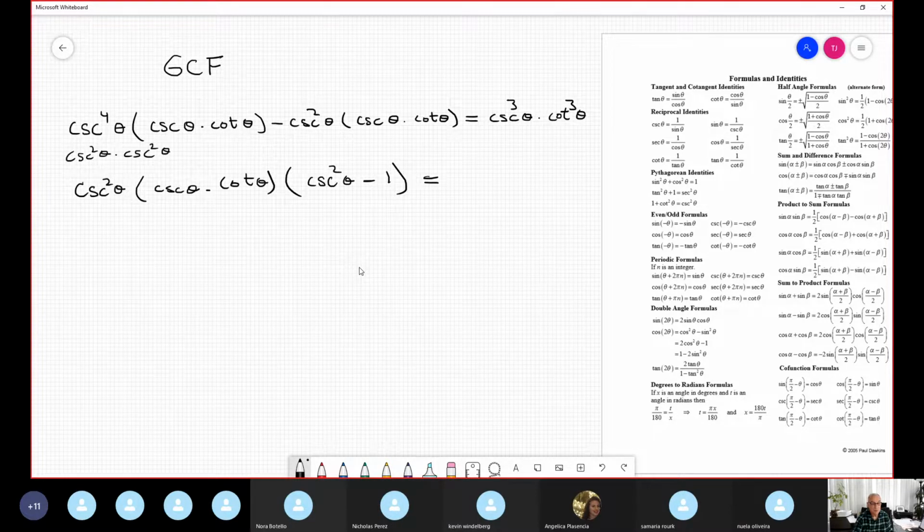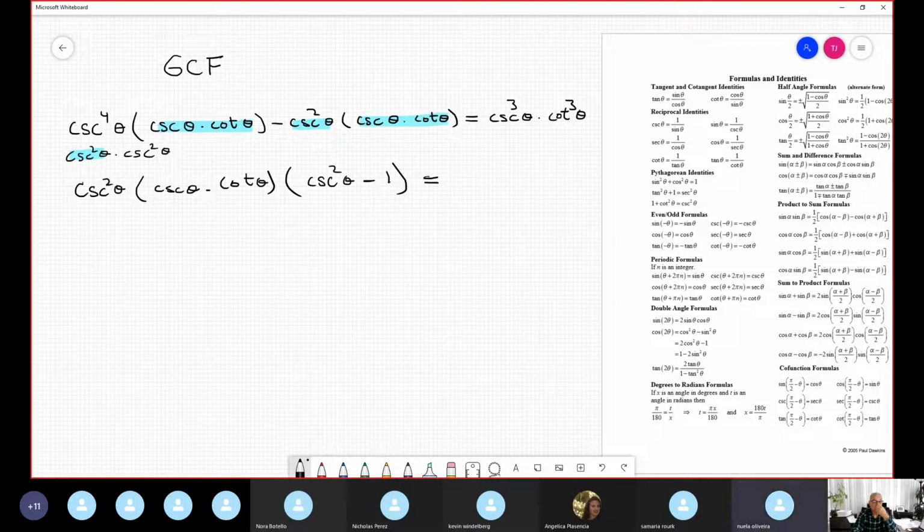You factor out this and this, which is equivalent to this and this. Inside the new parenthesis, we have only this cosecant, this cosecant is this cosecant. And in the second, we have nothing, and nothing is one. You follow me? No. What part of the factorization don't you understand?